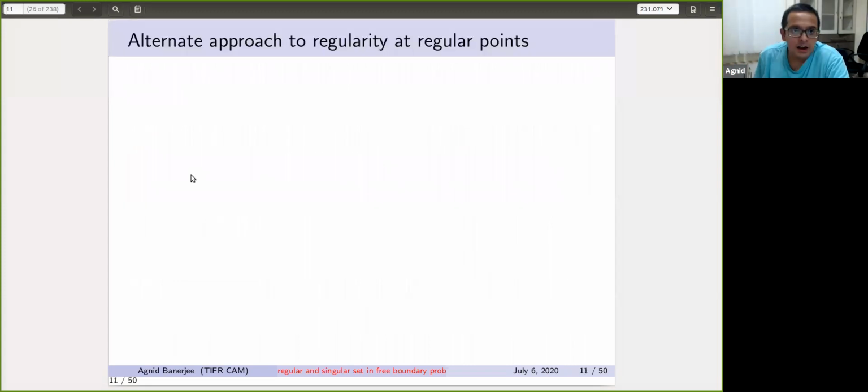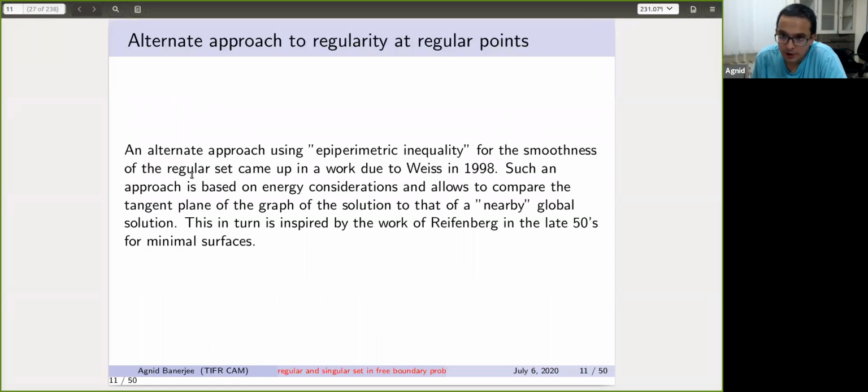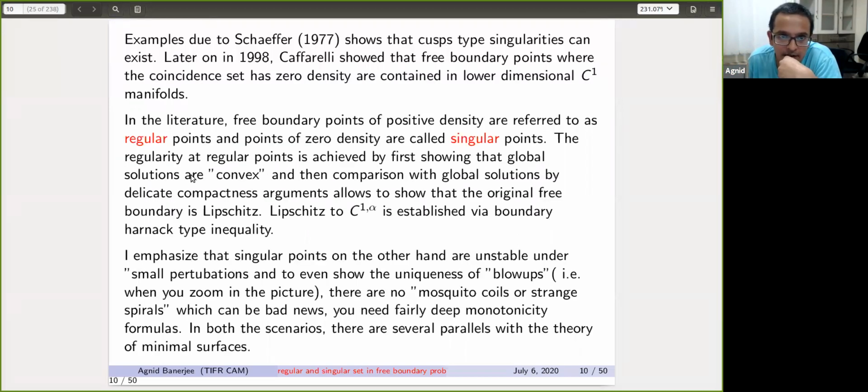So now, before that, I should also mention that there is an alternate approach to regularity at regular points, and that came up in the work of George Weiss in 1998. And this is an approach based on an epiperimetric inequality. So it is an approach which says that, I should also mention over here that the regular and the singular points have equivalent characterizations.